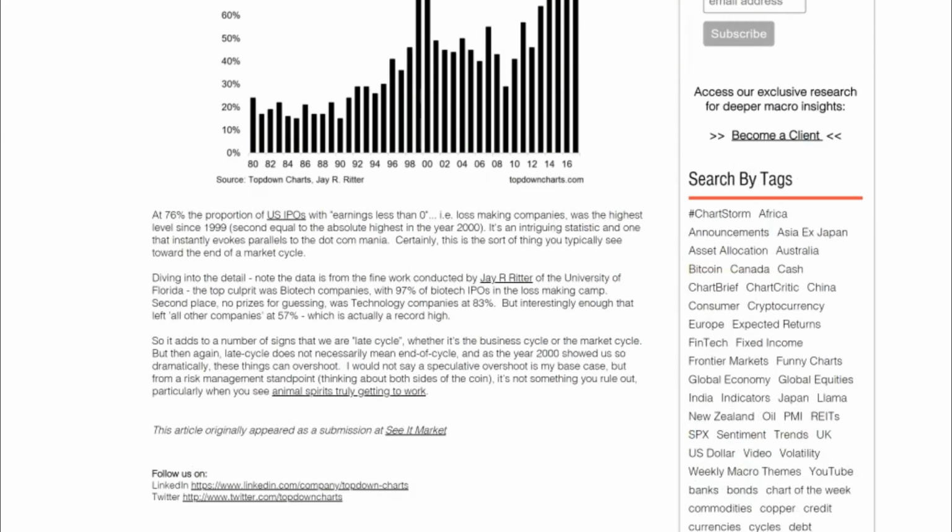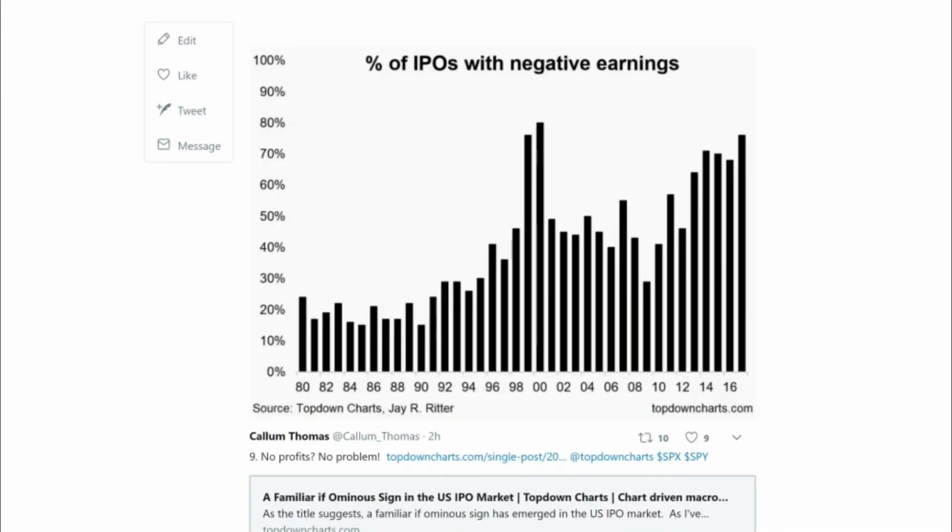Anyway, looking at the breakdown, I've got the breakdown here. 97% of biotech IPOs were in the loss-making camp. Technology is in second place at 83%. And for all other companies it was 57%, so just over half of all other companies, non-tech, non-bio, were also loss-making, and that 57% is actually the highest number on record. So very interesting indeed.